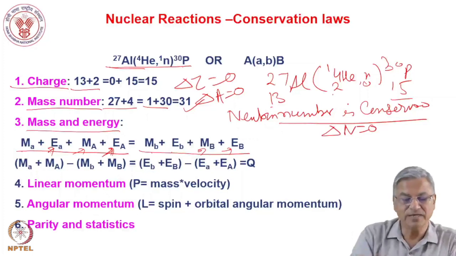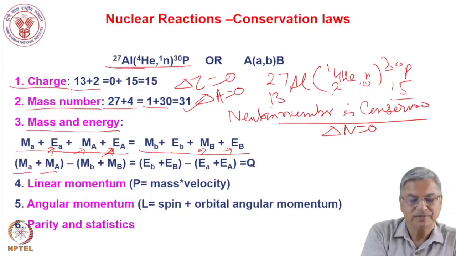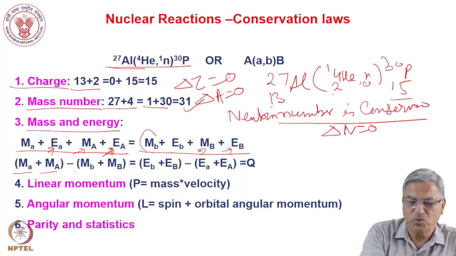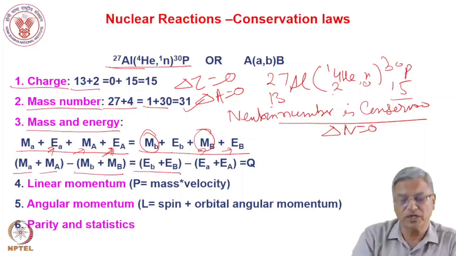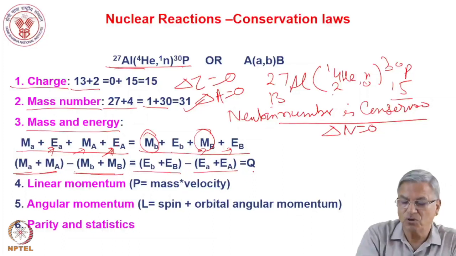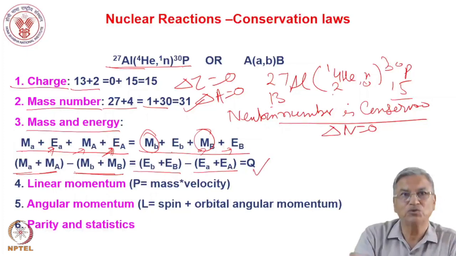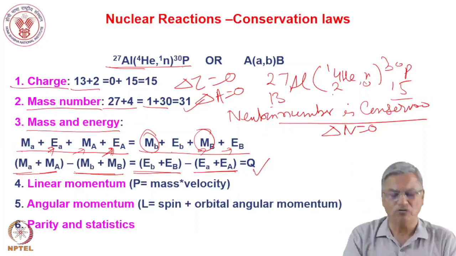Now you can rearrange this equation. Take the masses on one side: mass of projectile plus mass of target, minus mass of ejectile minus mass of residue, in the bracket, equal to kinetic energy of products plus kinetic energy of residue minus kinetic energy of reactants, because the reactant terms become negative from here. And so this quantity, the difference in the masses of reactant minus product, is called the Q value. Q value can also be defined in terms of the difference in the kinetic energy of products minus that of the reactants. This Q value is called the energy of a nuclear reaction.